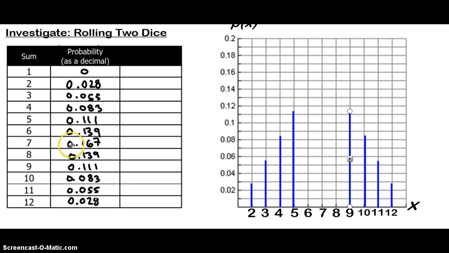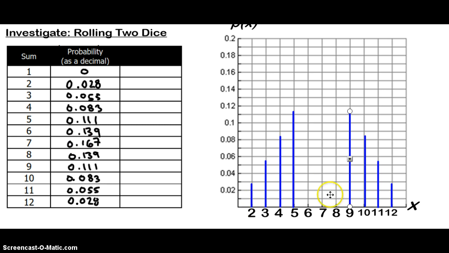and the same thing for 11. For 4, it's 3 rolls out of 36, and again, those are 1 and 3, or 3 and 1, or 2 and 2. And the same thing for 10. Same thing, it's 3 out of 36. For 5, there's 4 ways of getting a 5 out of 36, and the same thing for 9. 4 ways out of 36. For 6, there are 5 ways out of 36 to roll a 6, as there are for 8. 5 ways out of 36, and the one with the highest probability is rolling a 7. There are 6 ways out of 36 to roll a 7.